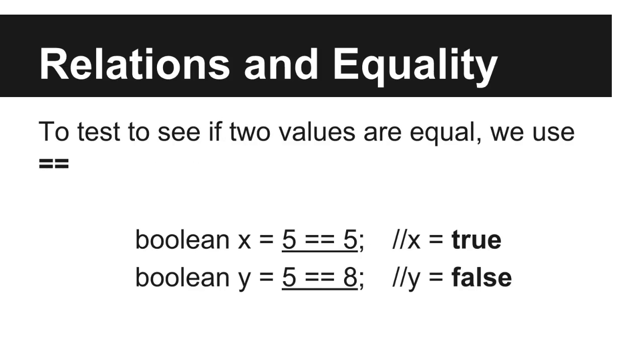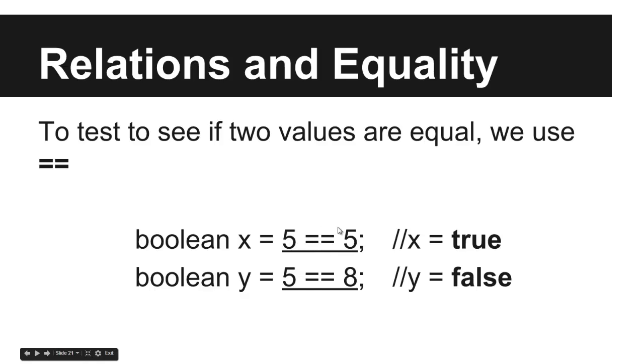So to test to see if 2 values are equal, we use the double equals sign. The single equal sign is for assignment. The double equals sign is for comparison. We can think of it sort of like a mirror, right? So we've got a mirror just coming right down between these, held in place by these equal signs.